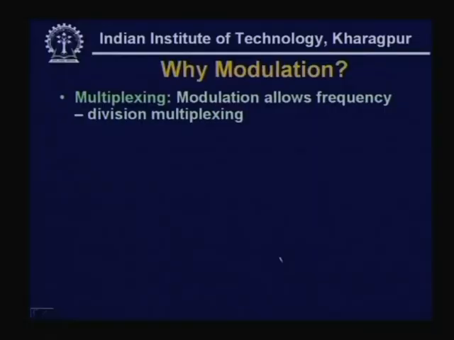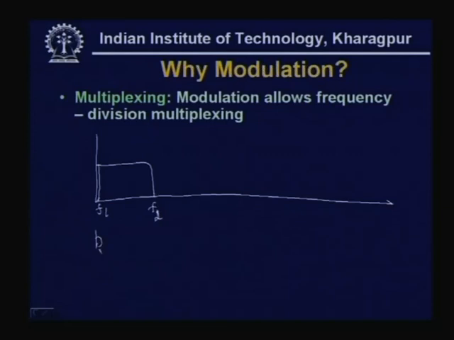Third benefit is multiplexing. As you have seen, whenever you do the multiplexing, suppose here is your original signal having bandwidth, let us assume, from f1 to f2, where f1 is very close to 0. This signal is usually called a baseband signal. Now, you translate it to a frequency from f1 dash to f2 dash.